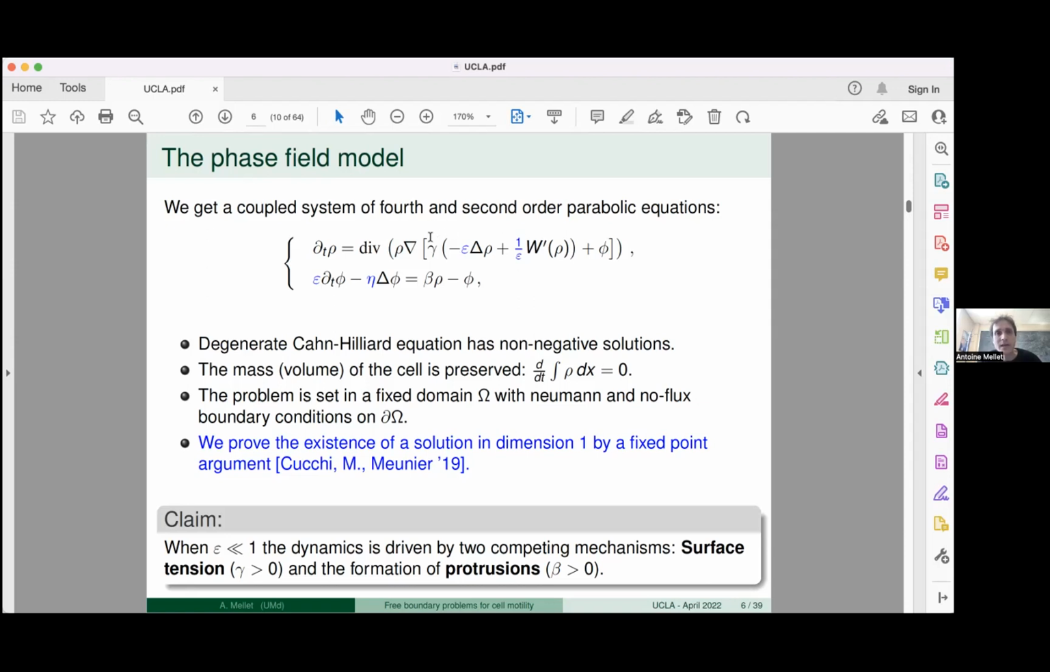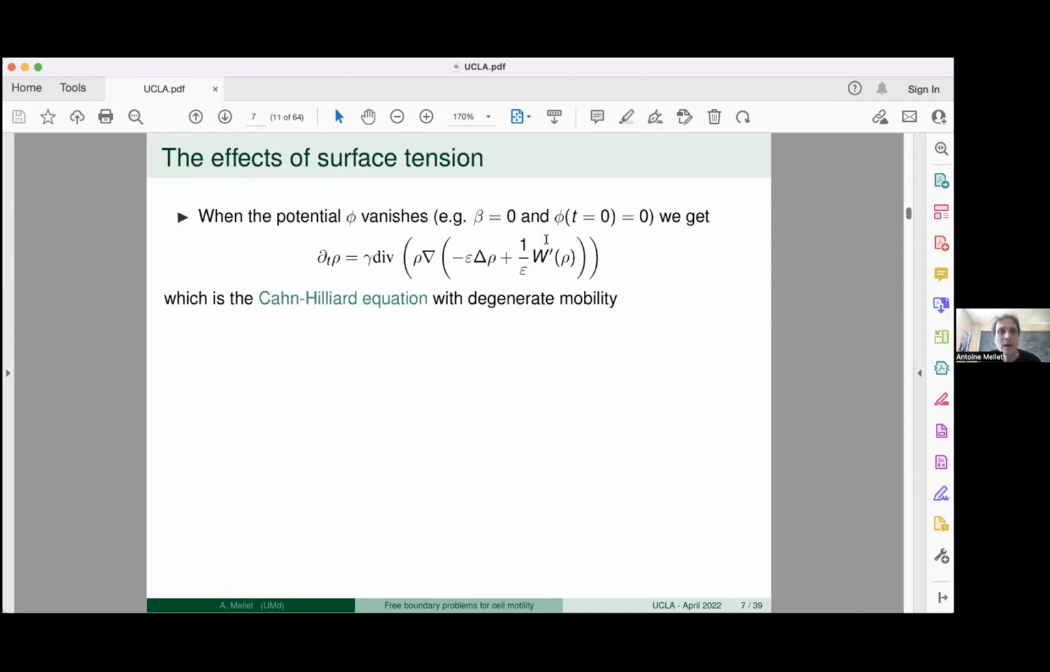So exactly, you're exactly right. What I claim for now is that in this system you have two competing mechanisms. One is surface tension, and one is those protrusions. Let me try to explain this a bit for everyone, especially for those who are not familiar with those types of equations.